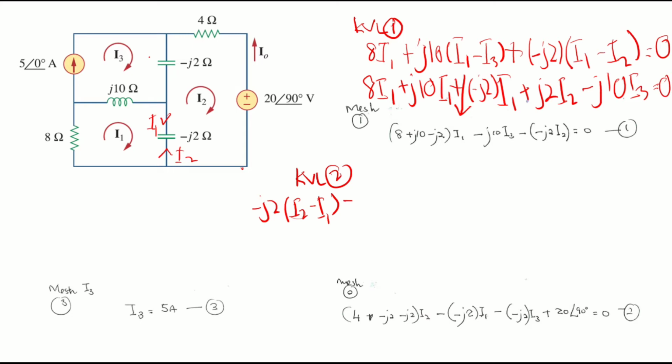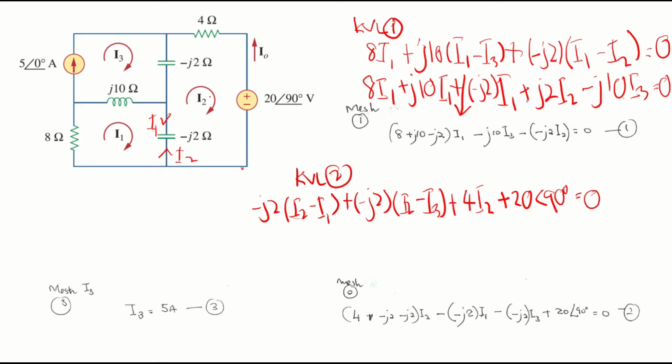And then it goes to another capacitor, minus J2, plus minus J2 (I2 minus I3), and then it goes to this resistor over here, plus 4I2, and then we have a voltage source over here, so plus 20 angle 90 degrees equal to 0.